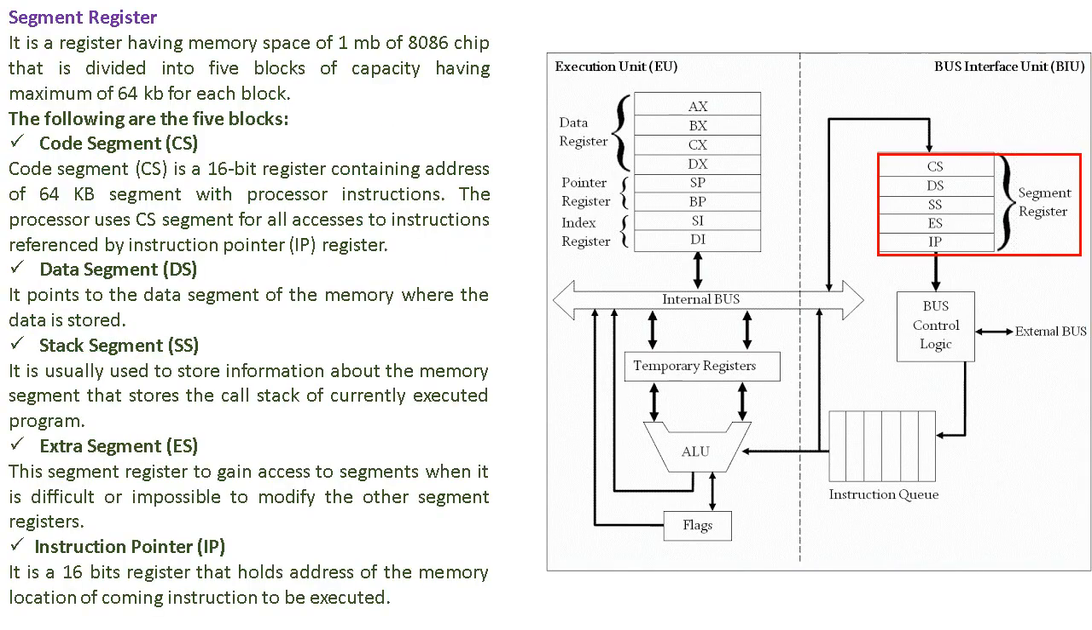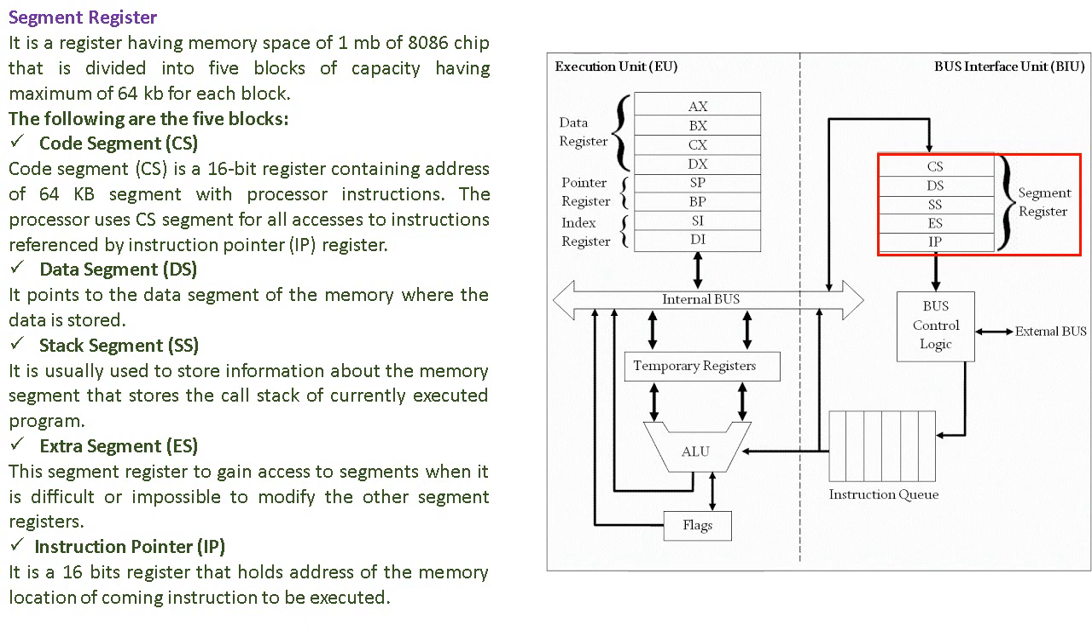Now let us discuss the segment register. We can observe on our right the diagram of the 8086 microprocessor chip, and I have drawn a red border to show you the segment register. It is a register having a memory space of 1 MB of the 8086 chip, divided into 5 blocks of a maximum capacity of 64 kilobytes each. The following are the 5 blocks.